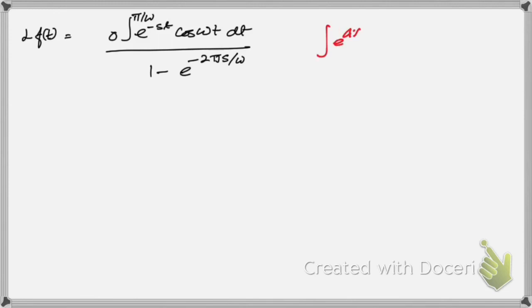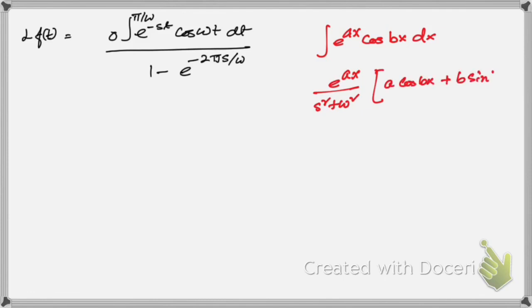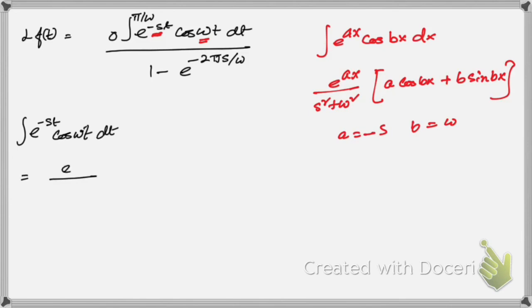So now integrate this, integration of e to the power x cos bx dx. It is a formula, remember this formula, very important formula. E to the power ax by a square plus b square into a cos bx plus b sin bx. Here a is minus s, b is omega. So using these values, we get the integration of e to the power minus st cos omega t dt. Its integration is e to the power minus st by s square plus omega square, right?